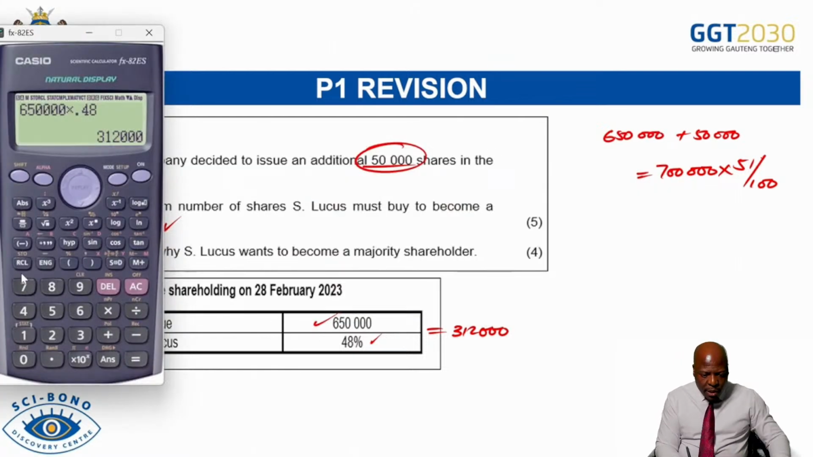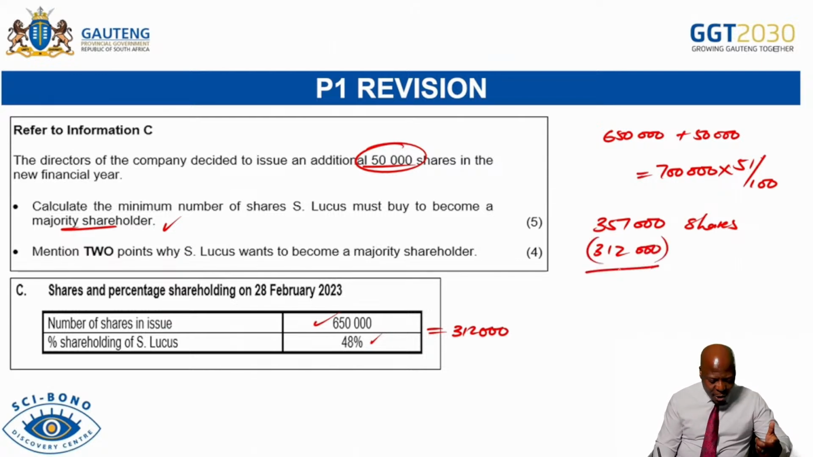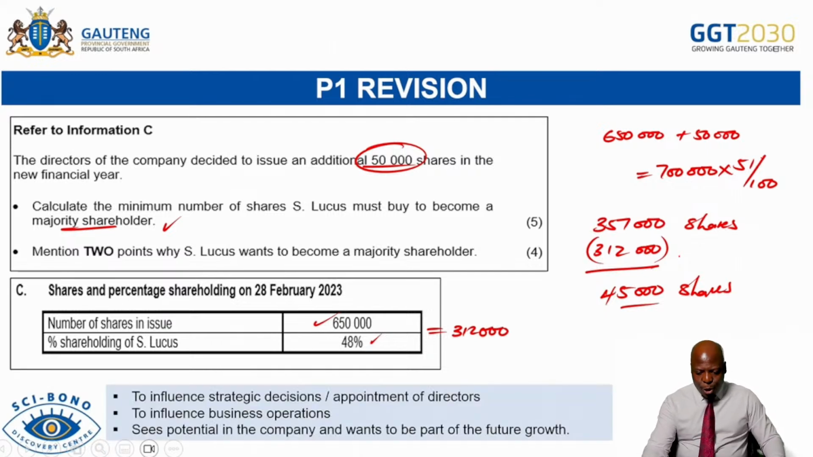So I'd say 700,000, multiply that by 51%, and that will give you 357,000 shares. If he's to become a major shareholder, he must have 357,000 shares. But currently, he has 312,000 shares. So how many more shares must he buy? You're simply getting the difference, which is 45,000 shares. So he has to buy 45,000 shares if he is to become a major shareholder.